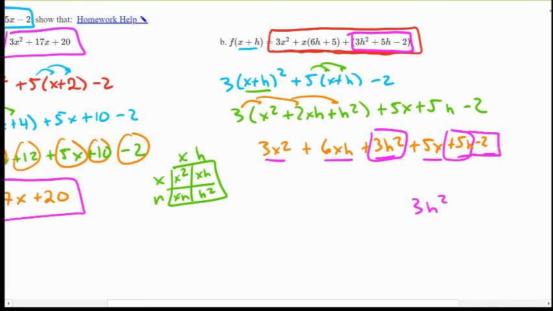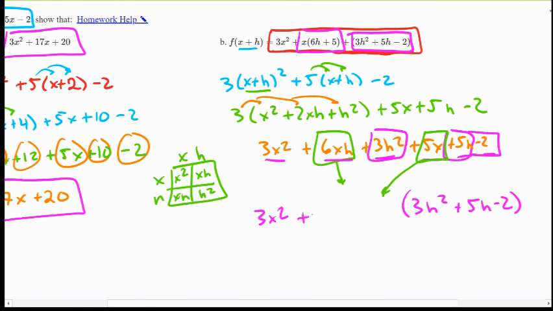So I'm going to just rearrange some things to make it look like what I was dealing with before. And now I need x times (6h plus 5). So when I look at those two things here, I see that there's an x on the outside. So I'm going to take this term here with the x and this term here with the x, and I'm going to put those next to each other real quick. And so what I get here is 3x squared plus 6xh plus 5x plus 3h squared plus 5h minus 2.